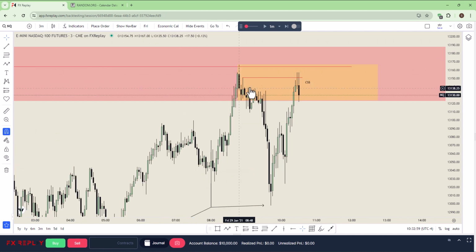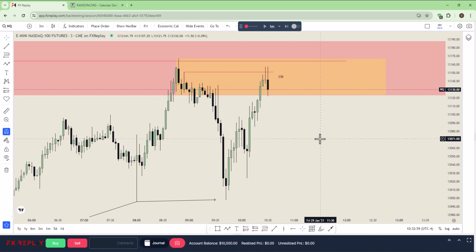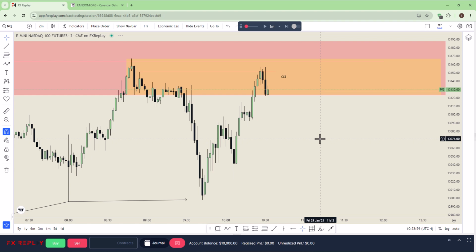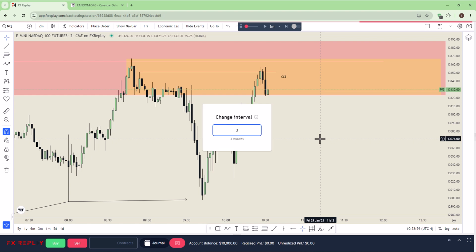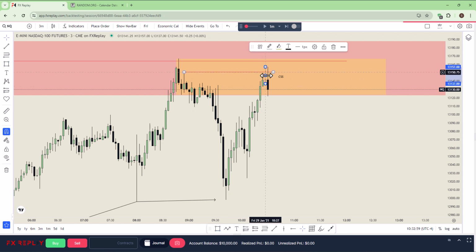All right, so we do have a wick on the 3 minute time frame. If we go to the 2 minute, no, we don't have a wick on the 2 minute time frame. So we need only a wick, and then we're going to look for CSS confirmation, or candle structure shift of the candle that caused the sweep. So in this case, it would be this one right here.